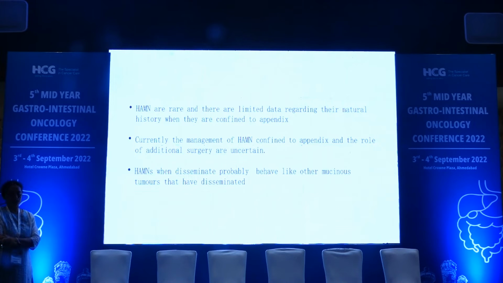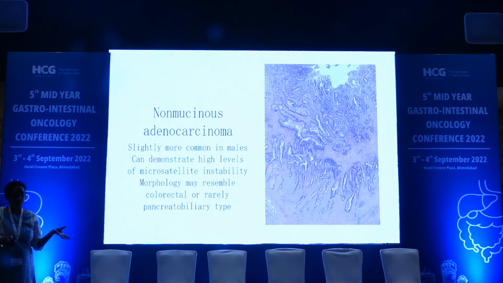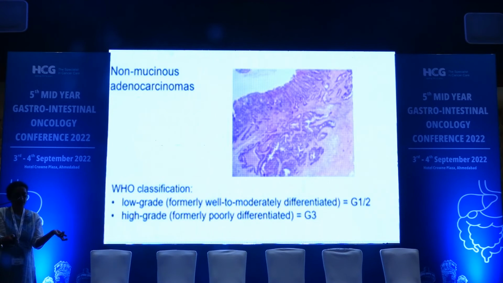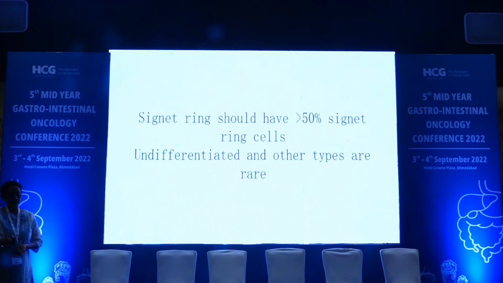High grade appendiceal neoplasms are extremely rare. Adenocarcinomas of the appendix, there is nothing different. They behave like any other adenocarcinomas. They are non-mucinous adenocarcinomas. I would just rush through these slides because there is nothing great. And mucinous adenocarcinomas, female predominance, mutations are in KRAS and GNAS. Signet ring cell should have at least 50% signet ring cells, just like any other organs.